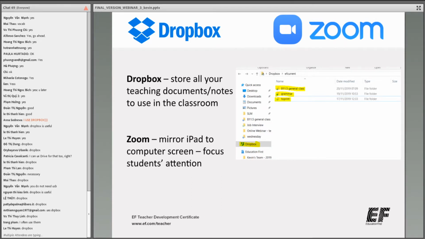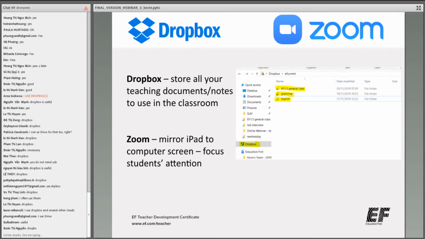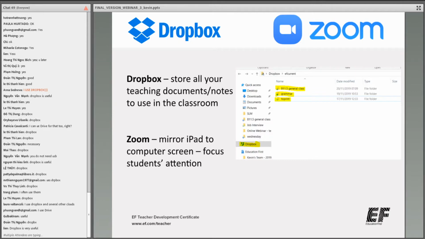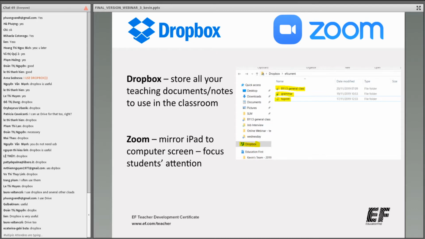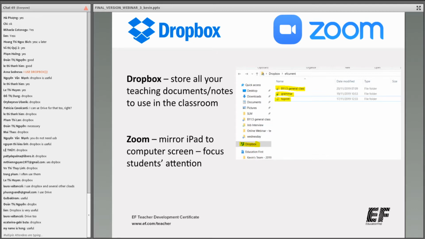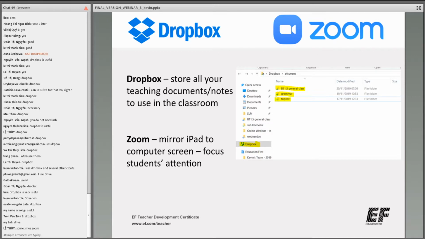As you can see, I have 3 folders in my Dropbox folder. I have the general class folder, where I keep all my notes, all the things I want to teach my general class. Then I also have a grammar class, so I have a grammar folder. In the grammar folder, I have it divided based on lesson 1, lesson 2, lesson 3, etc. And then I also have another folder called to print. So in the classroom, I have access to all those documents in the palm of my hand.